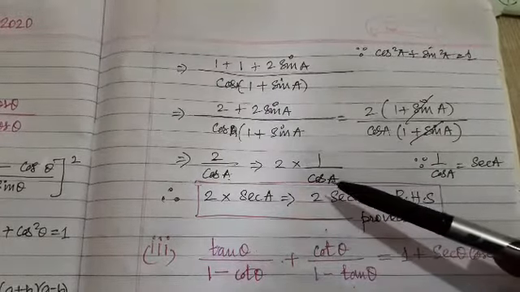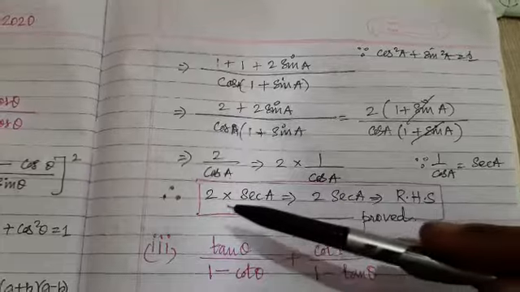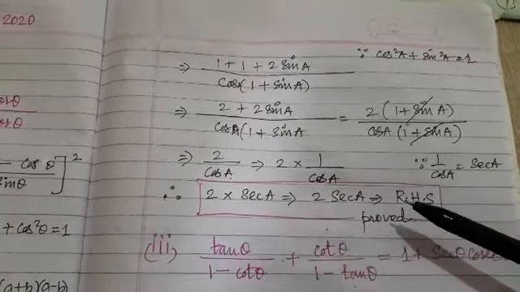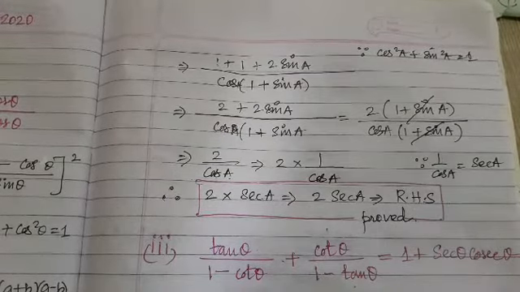2 into 1 upon cos A. What is that 1 upon cos A? It is nothing but 2 into secant A. So that is equal to the right hand side, we have proved. Okay, that is the second question.